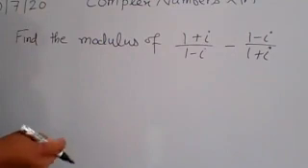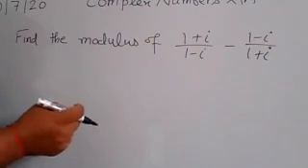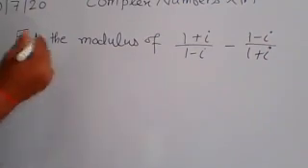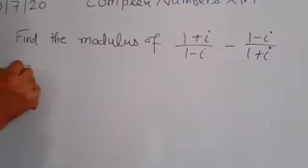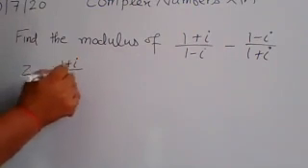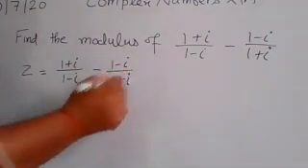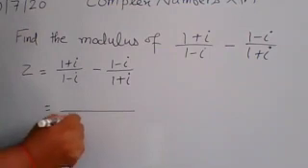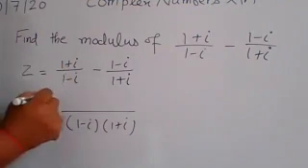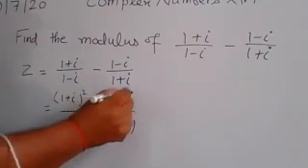First of all, you have to express the given complex number in standard form. So you take the LCM and try to reduce it to the simplest form. Suppose the complex number is Z, where Z = (1 + i)/(1 − i) − (1 − i)/(1 + i). Taking the LCM, (1 − i)(1 + i) is your LCM, so the numerator is (1 + i)² − (1 − i)².